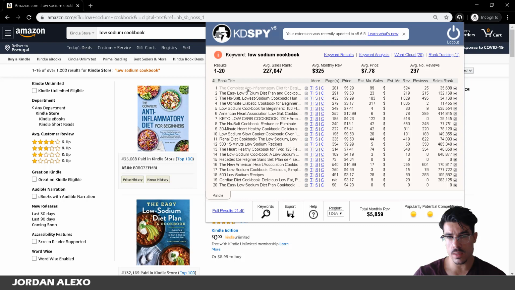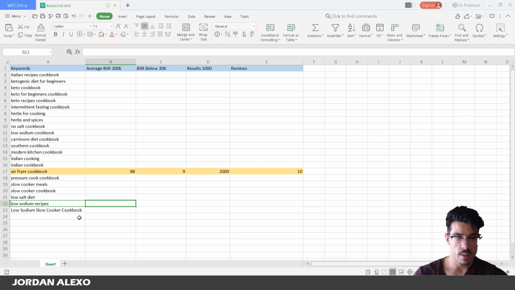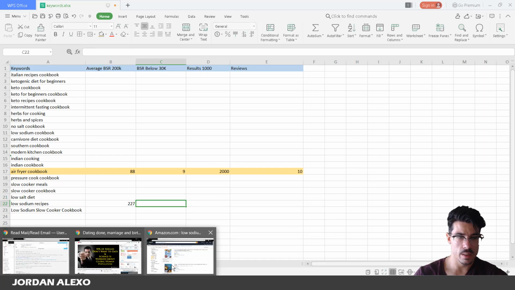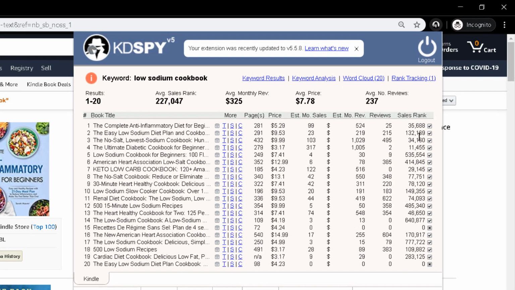I mean, let's check. Some books aren't exactly related to low sodium, but let's just check if all of these books are related to, yeah, they are all cookbooks, kind of related to low sodium. Not all of them are exactly related, but let's put over here 207. That is not that bad. Let's see how many of them actually have a sales rank below 30,000. We have 1, 2. This is keto, low carb. Yeah.